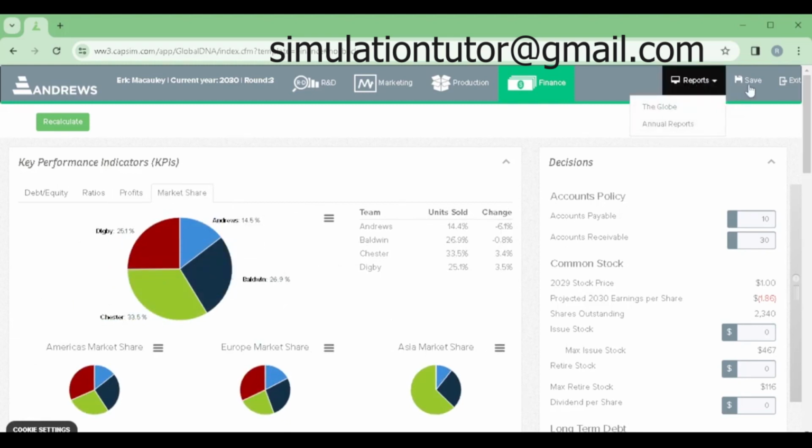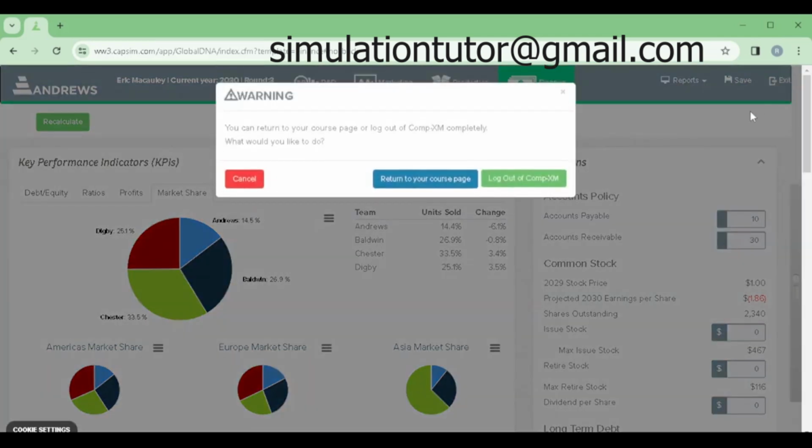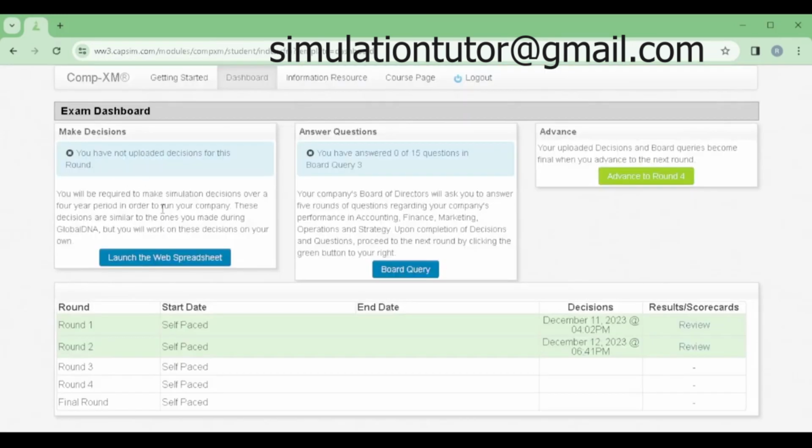Lastly, once you're done with the decisions, you'll save and update them, and then you can exit. If we exit, you can return to the cost page, and once you're done making the decisions, you now focus on answering the questions or the board query. And after that you can advance to the next round.